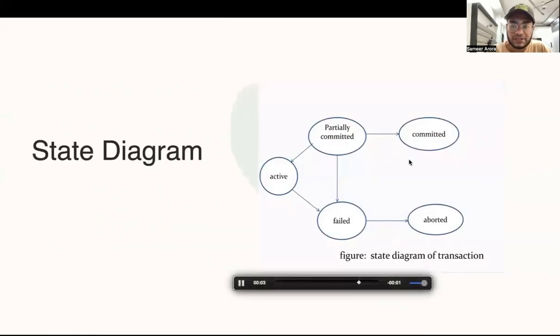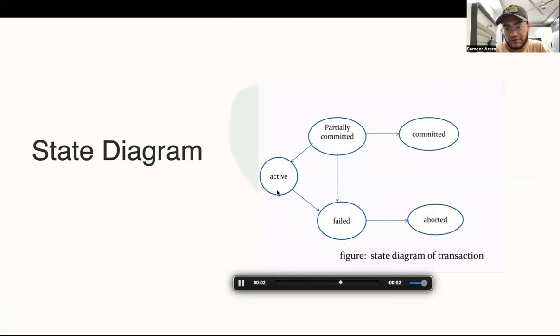So this is the transaction state diagram, which shows the active state from which the transaction has started. Then it has two options. Either it can go to the failed state and get aborted, or from the partially committed state to the committed state. Here, even in the partially committed state, the transition can fail, and hence the transaction can move to failed and then get aborted.